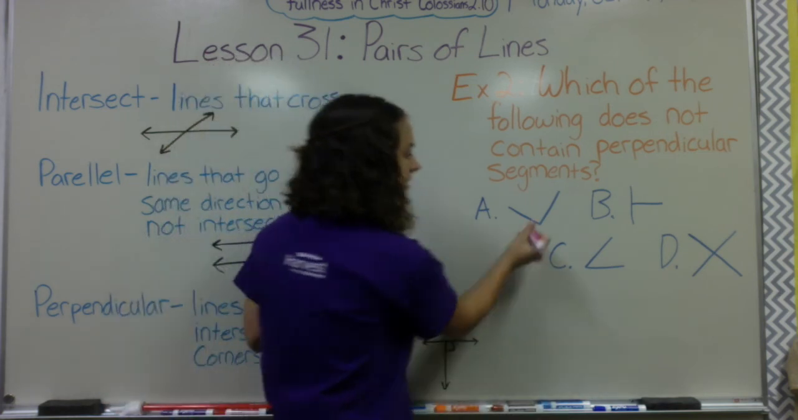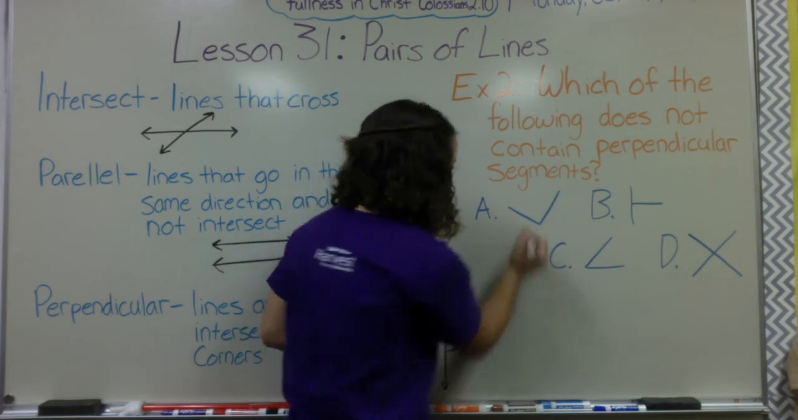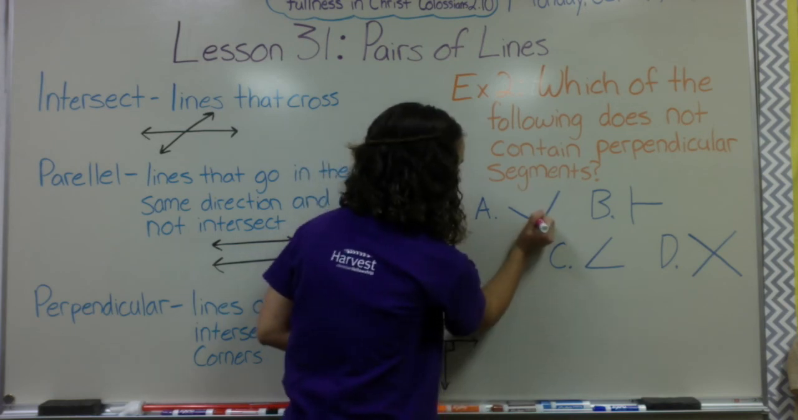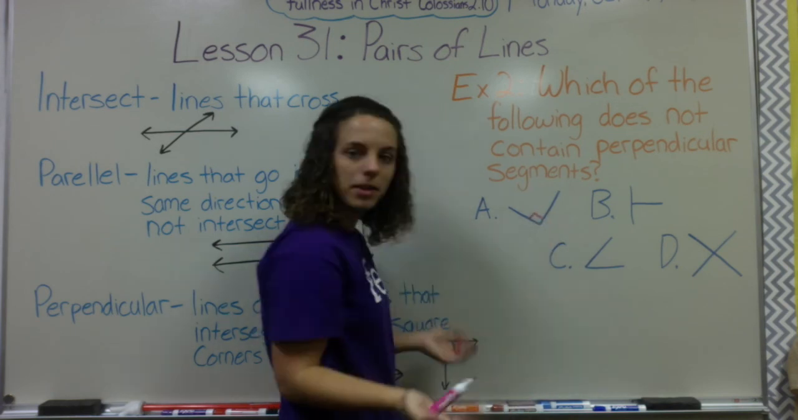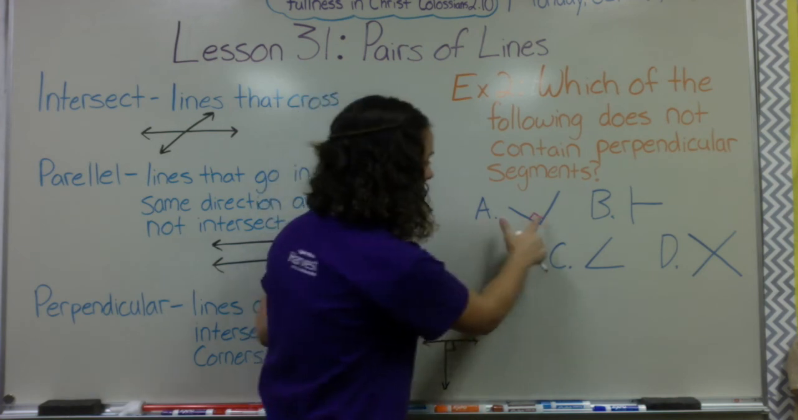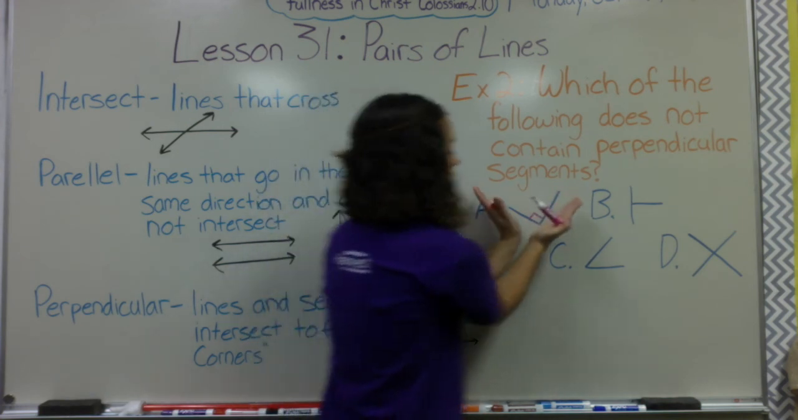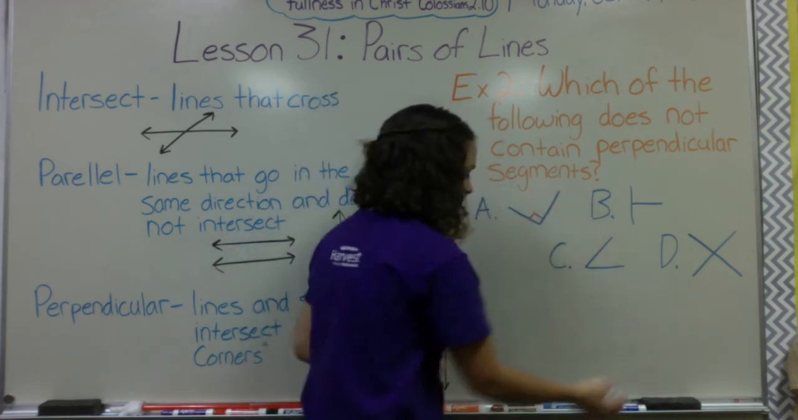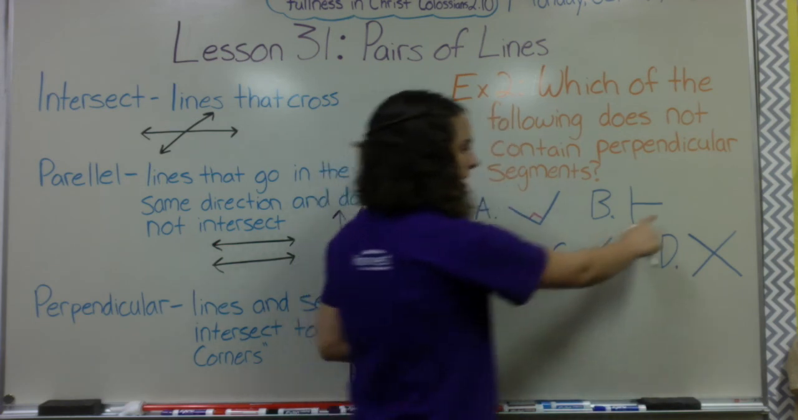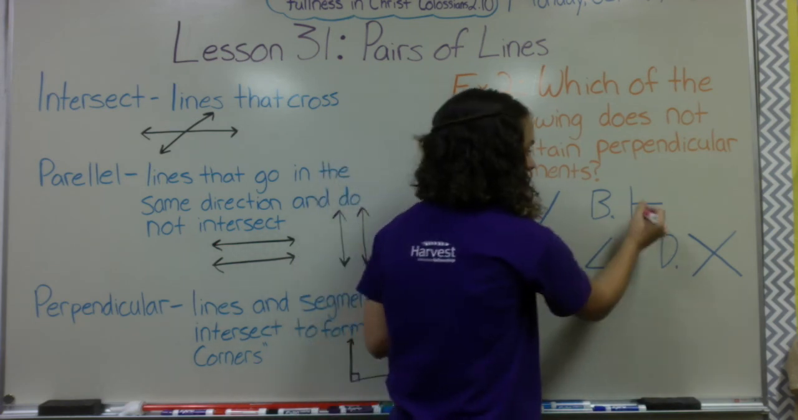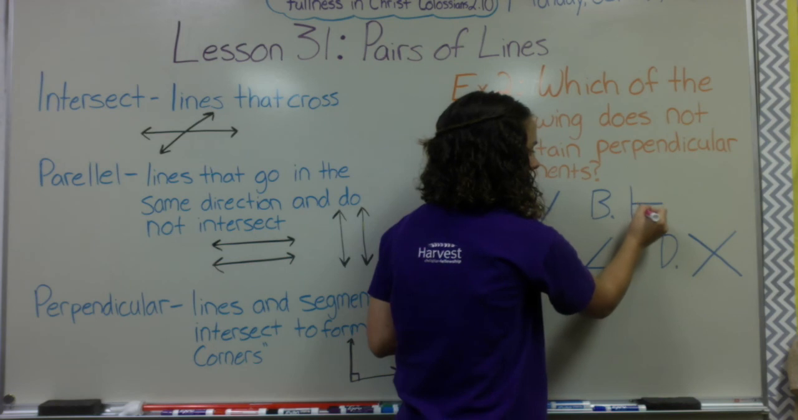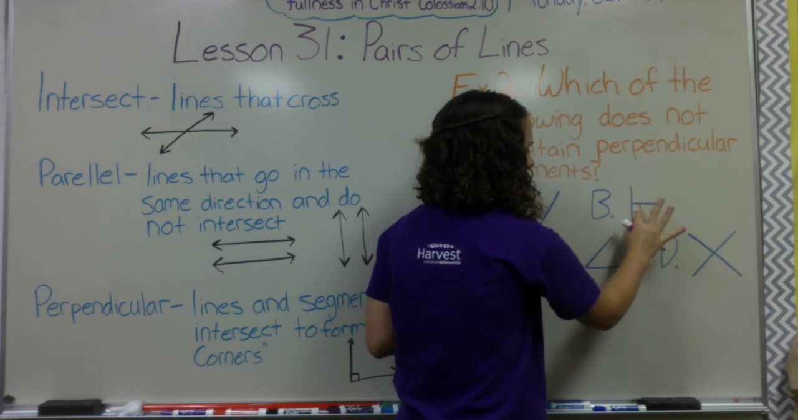Well, let's look at this. Can I make a square corner out of this? Yes, I can make a pretty good square corner out of this. I know it's not perfect. It's just angled in a different direction, but that is a right angle. Letter B. This is definitely a right angle or a square corner. So that means they're perpendicular. Only I could draw a square.